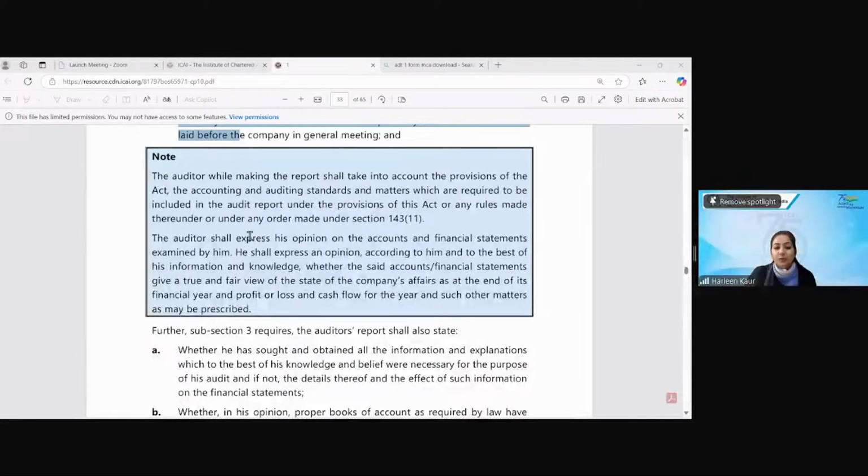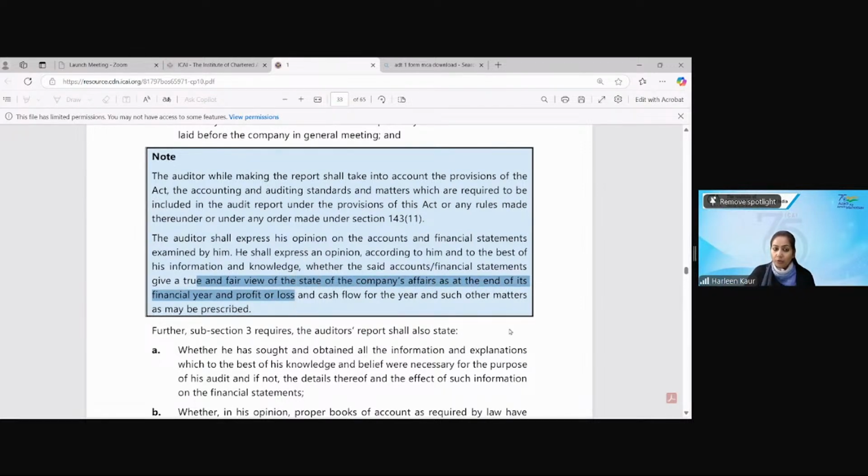So the auditor will express his opinion that the accounts and financial statements examined by him, whatever information was given to him, to the best of information and knowledge, whether the accounts and financial information, whatever has been given to him, reflect a true and fair view of the company's affairs at the end of the financial year, and the P&L and cash flow for the year. Balance sheet at the end of the year, P&L account is prepared for the year. So this is the terminology that the auditor has to write and use to state that the audit report has been correctly made and all the observations have been done.